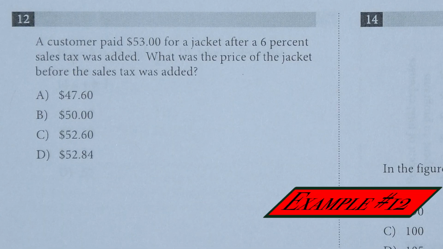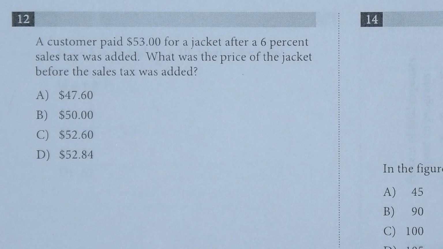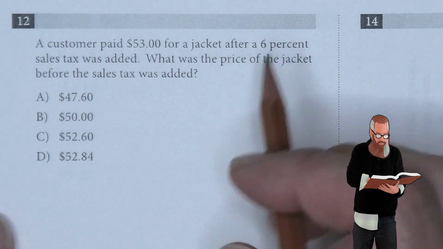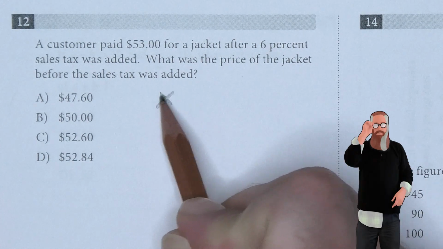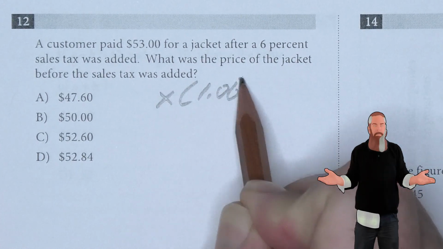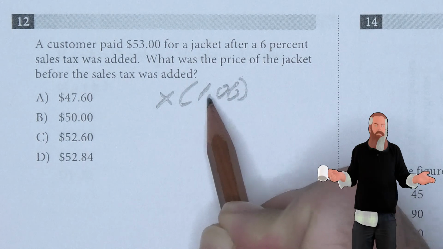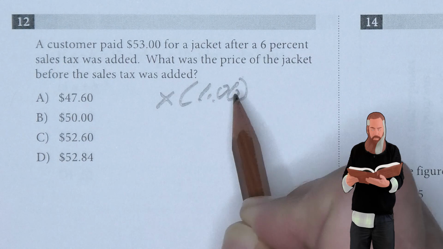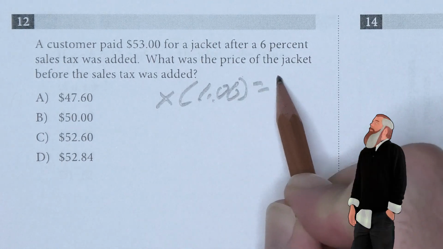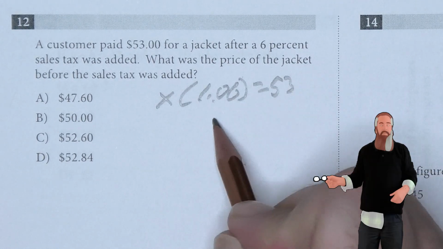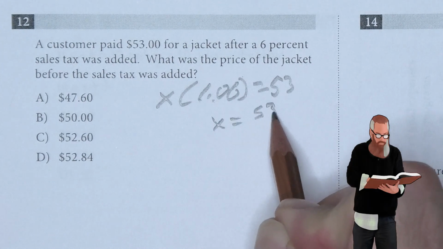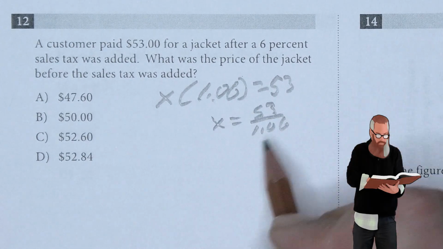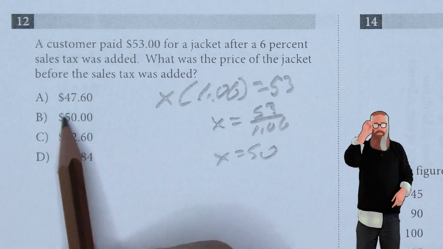A customer paid $53 for a jacket after a 6% sales tax was added. What is the price of the jacket before the sales tax was added? So the thing is, when we understand that the price paid is 1.06 times the price, the price and tax, so we'd have the price plus the 0.06 of the price, and this is going to be equal to the total amount of money. This means that X is 53 divided by 1.06, giving us that X is 50, so B is the answer.